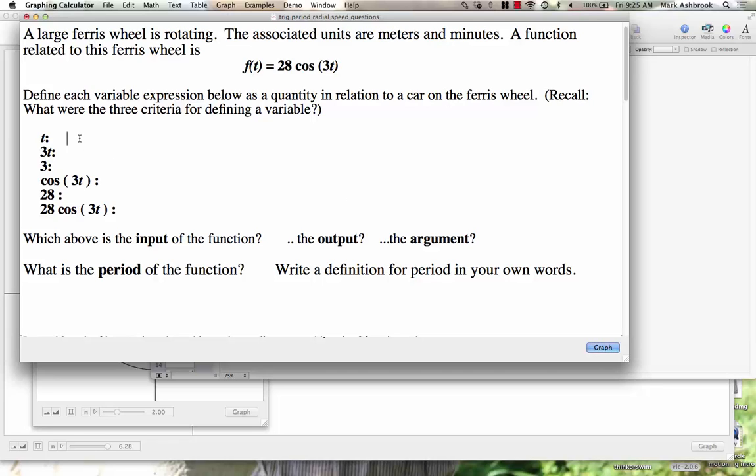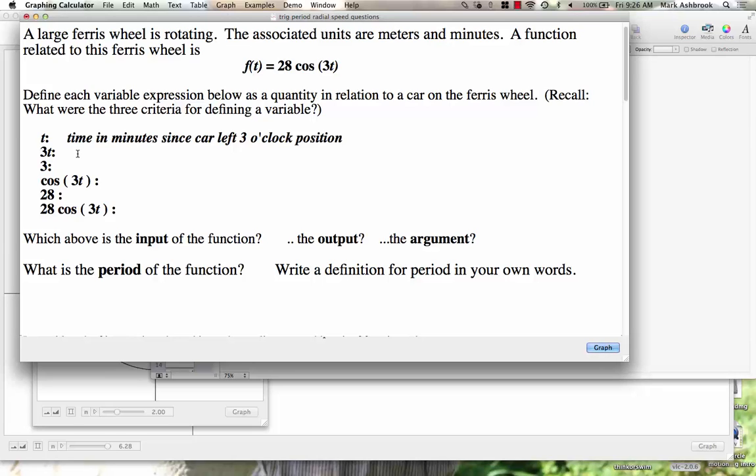Okay, Sarah, what did you put for t? The time in minutes since the car left the 3 o'clock position. How'd she do? Time in minutes since the car left the 3 o'clock position. Is it a quantity? Is it specific enough? Does it have units? She nailed it. Okay, so what would 3t be?